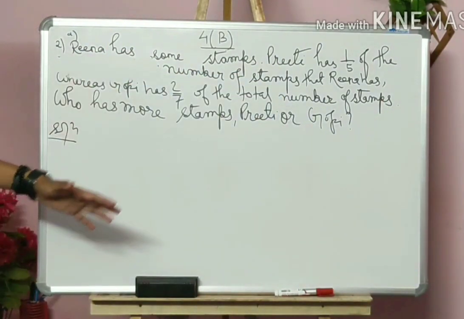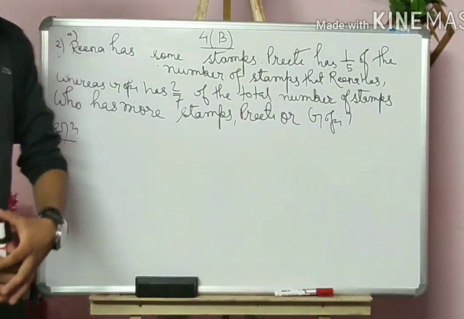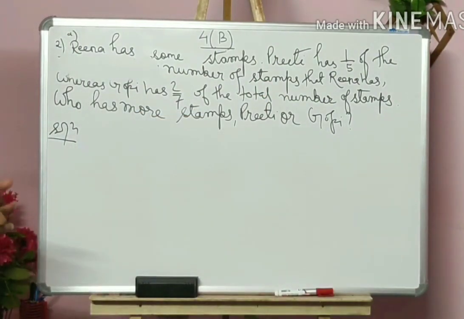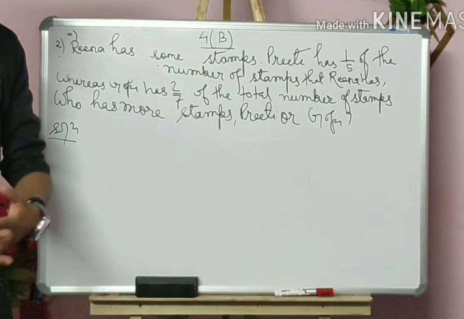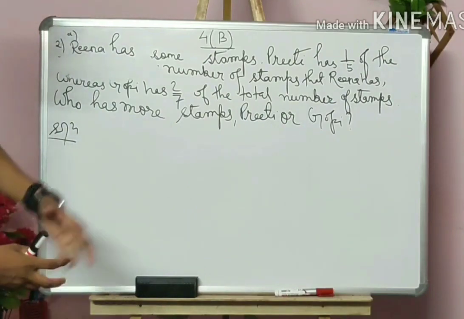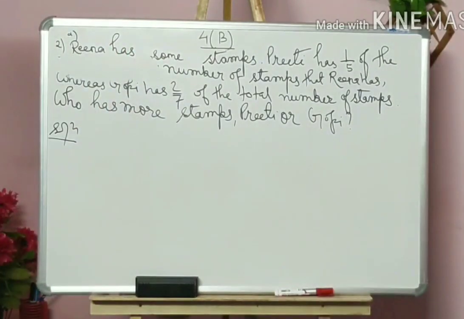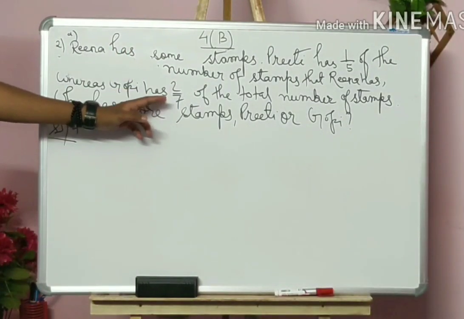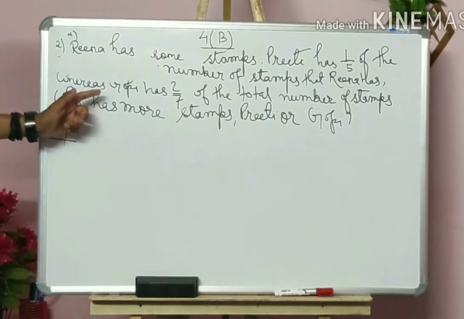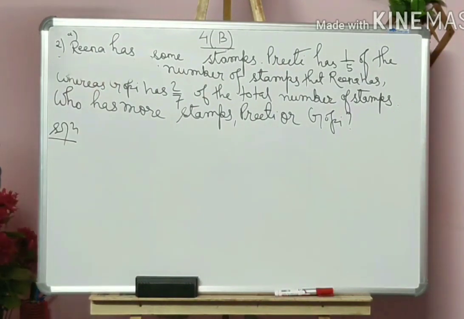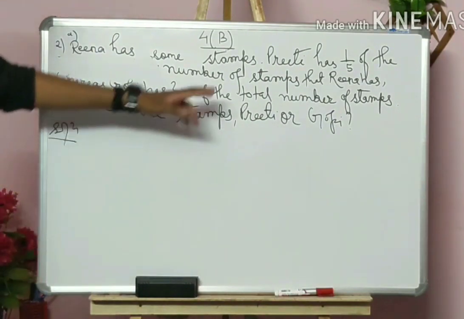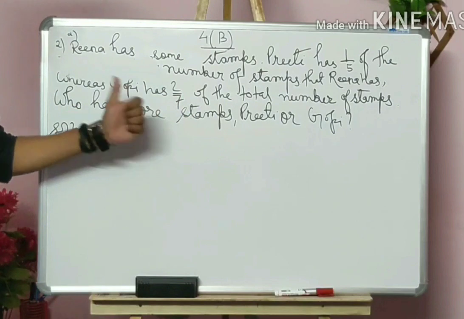Who has more stamps, Preeti or Gopi? That means Reena was another girl who has collected some stamps. In that number, Preeti has 1 by 5 of the number of stamps that Reena has, and Gopi has 2 by 7. Now we have to compare again whether Preeti has more or Gopi has more.